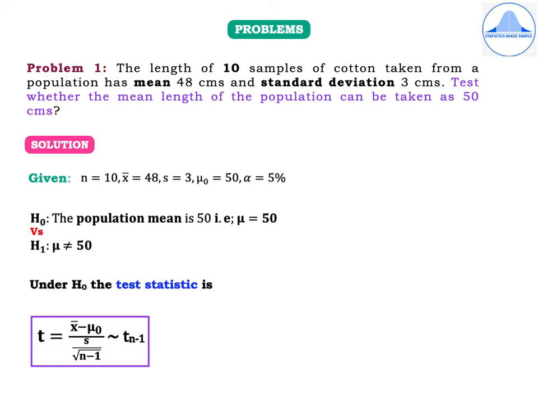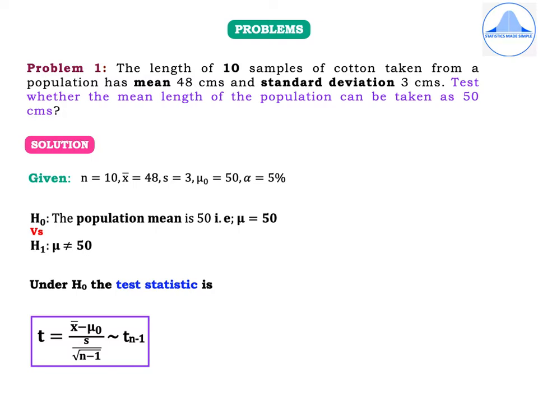Remember that under small sample test, the population variance sigma square or the population standard deviation sigma is unknown and it will never be given to us in the problem. So from the problem, under solution, write given n is equal to 10, x bar is equal to 48, s is equal to 3, mu naught is equal to 50. Since alpha is not mentioned in the problem, it is taken as 5%.